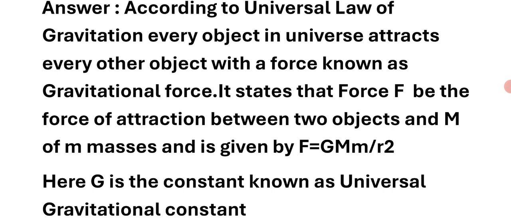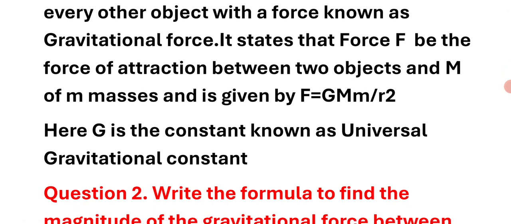It states that if F is the force of attraction between two objects of masses capital M and small m, then it is given by F is equal to capital G M m divided by r square. Here capital G is a constant known as the universal gravitational constant.